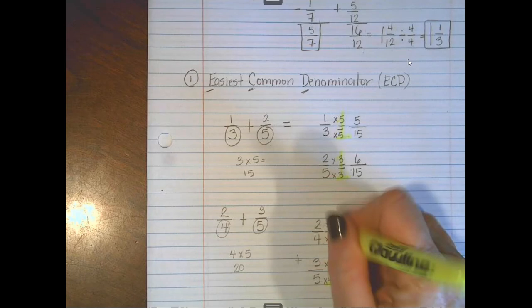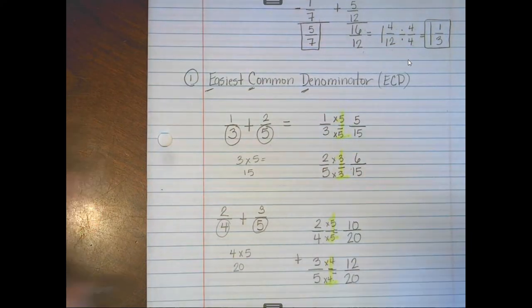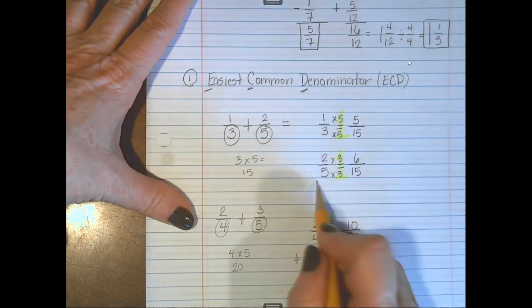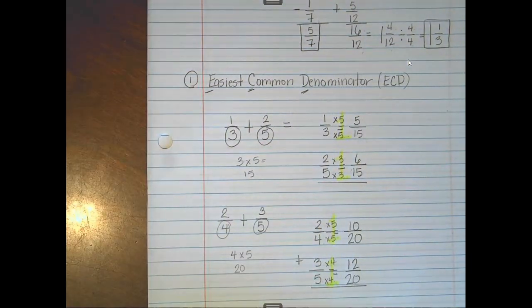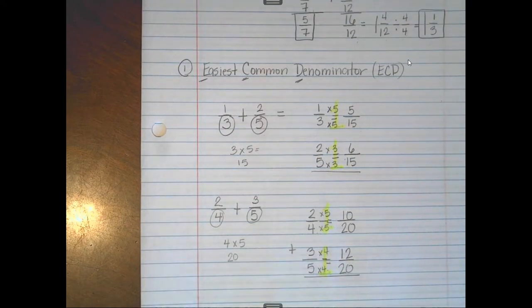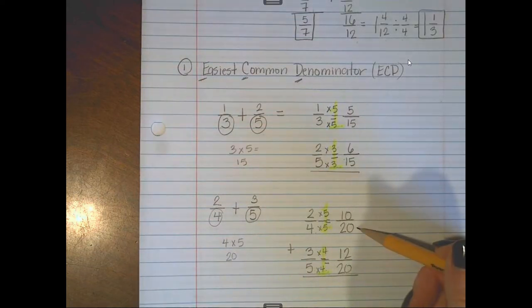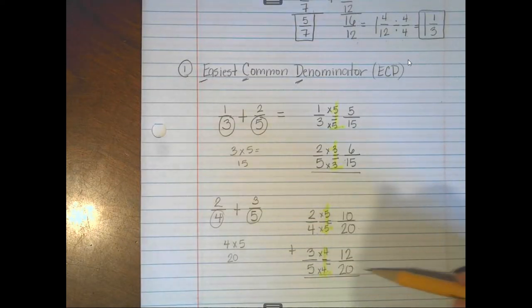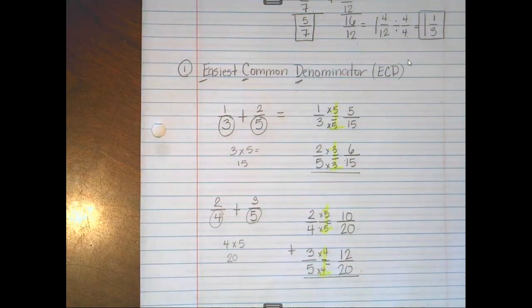Okay. Now what you have are two like fractions that you're going to be able to add together: 10/20 plus 12/20. And we can pick up on that tomorrow. So the easiest common denominator is always going to be the product of the denominators. In other words, it's the number you get when you multiply the denominators together. That becomes your new common denominator. You write it down. Then you see what you multiplied the denominator by to get the new easiest common denominator, and you do the same thing for the numerator of that fraction.